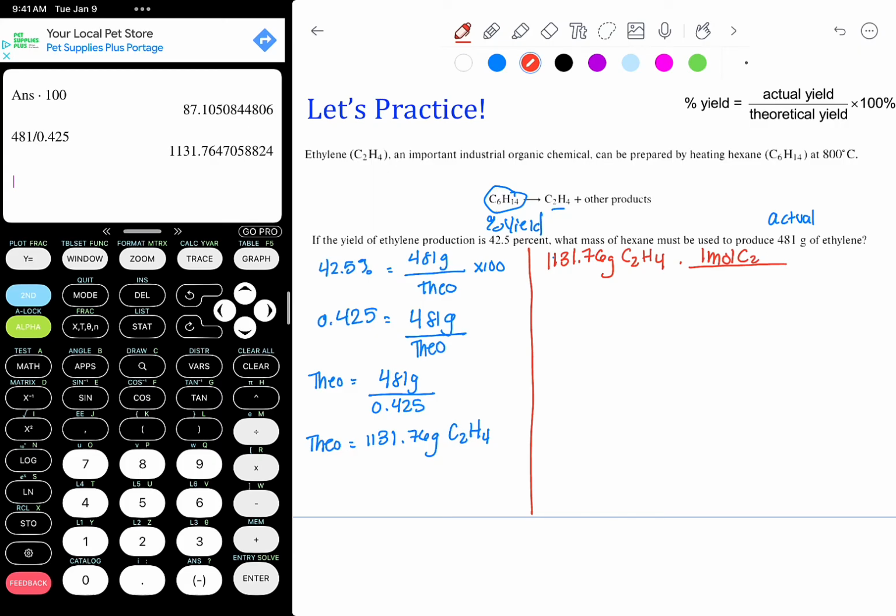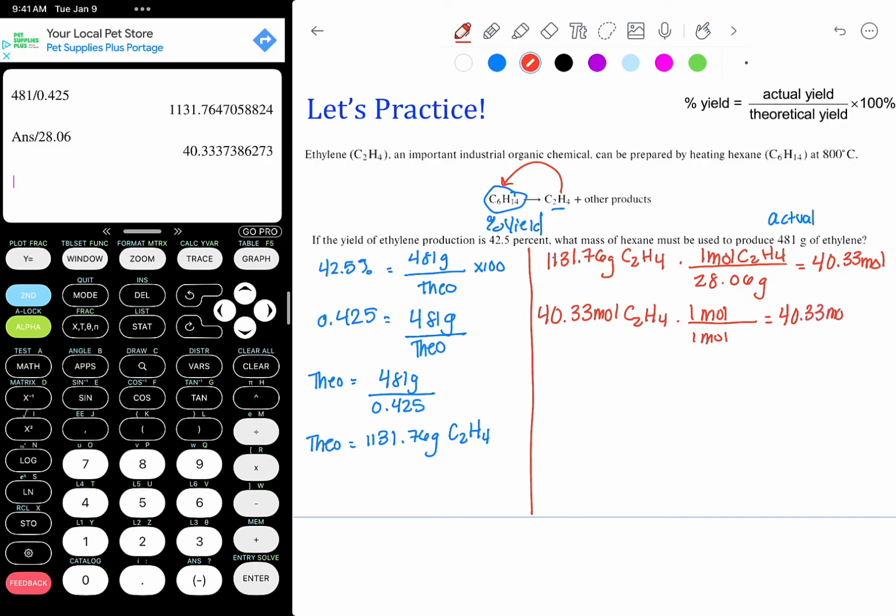So 1 mole of ethylene has a molar mass of 28.06 grams. So we divide that by 28.06 and we get 40.33 moles. So 40.33 moles of C2H4 converts with a 1-to-1 ratio to hexane, which is our reactant. So we're converting from here to here. That's all in a 1-to-1 mole ratio. So that's 40.33 moles of hexane, which is C6H14.